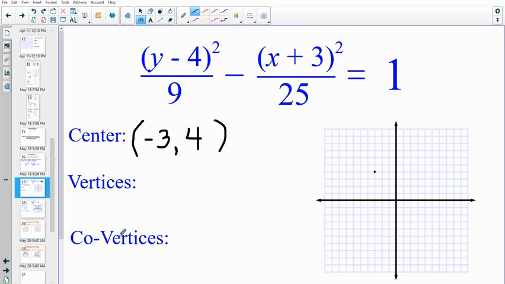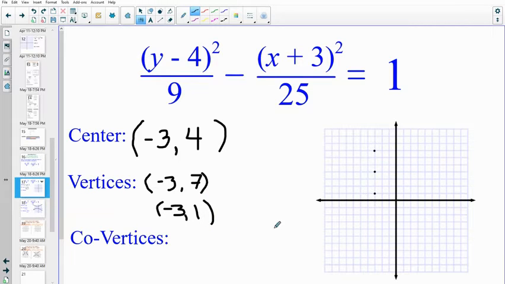To find vertices and covertices, I'm going to start with the vertices. Because the y term is the one that's listed first, y minus 4 squared over 9, the denominator is a squared. And so if a squared is 9, then a is 3, which means because we're looking at the y term, we're going to move up 3 spots and down 3 spots from the center to find the two vertices. In this case, we've got them at negative 3, comma, let's see, 4 plus 3 is 7, or negative 3 and 4 minus 3 is 1. So negative 3, 7 and negative 3, 1 are my two vertices.